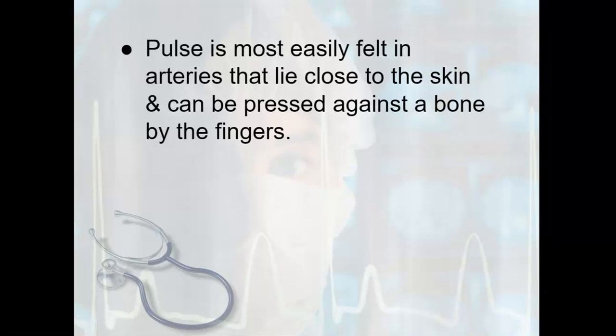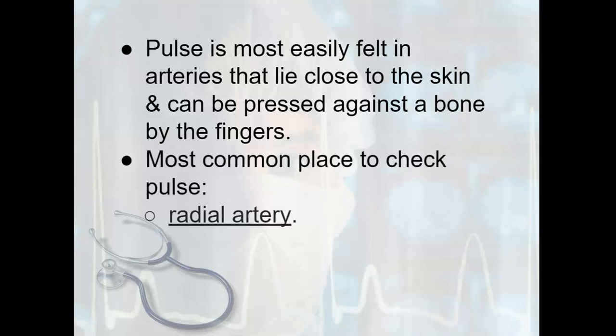So the pulse is most easily felt in arteries that lie close to the skin and can be pressed against a bone by the fingers. And the most common place to check it is the radial artery. So remember when we did the skeletal system and I told you to remember that the radius was on the thumb side. This is because the radial artery runs along the radius. So as you go to feel your own pulse here in a few minutes, and as we start to check your partner's pulses, then you will actually feel that radial artery, okay?